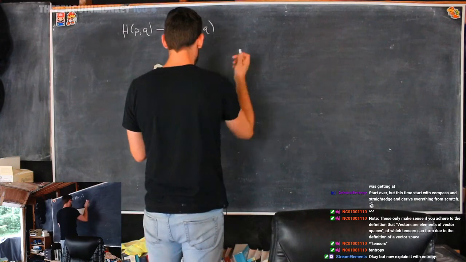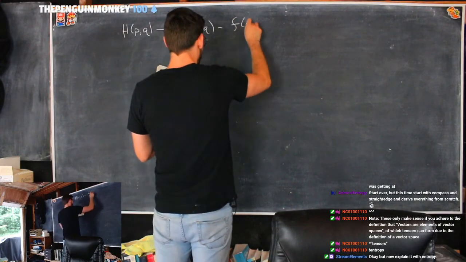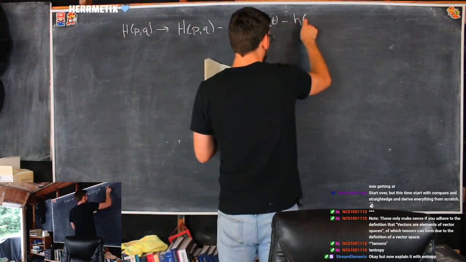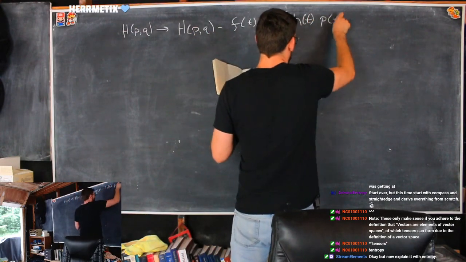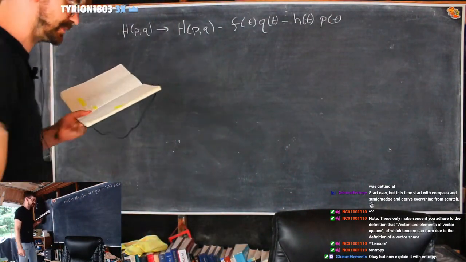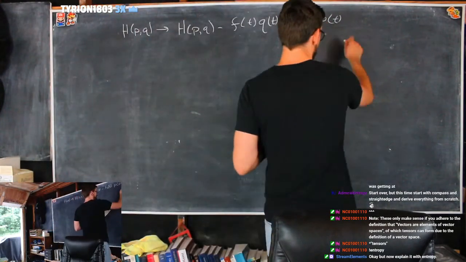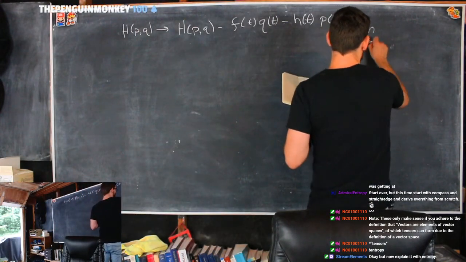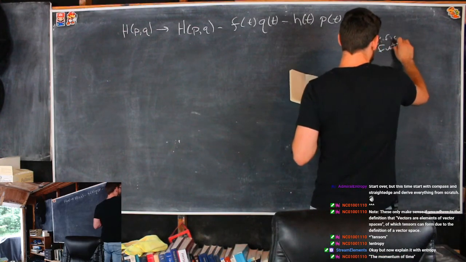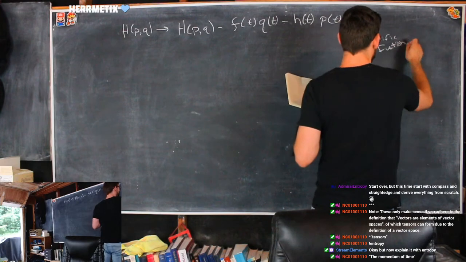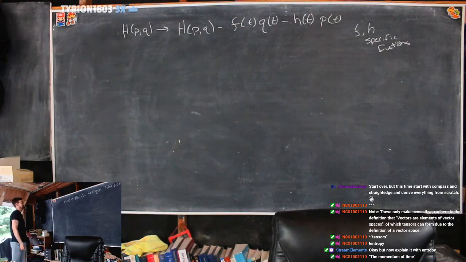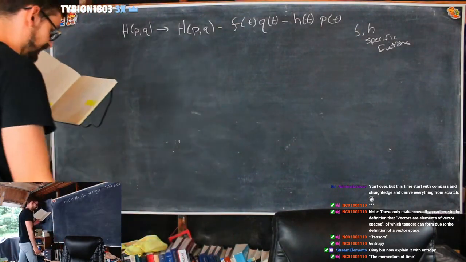And how do these look? For our reference, let's call one f of t, and we're going to multiply that by Q, and then h of t, which we'll multiply by the momentum P of t. What do these do for us? We can define these to be just specified functions. f and h are just specific functions that are going to cause whatever we want for our Hamiltonian to be more general. We're going to assume that something is interacting with our Hamiltonian and causing some chaos, and we need some general way to handle that.